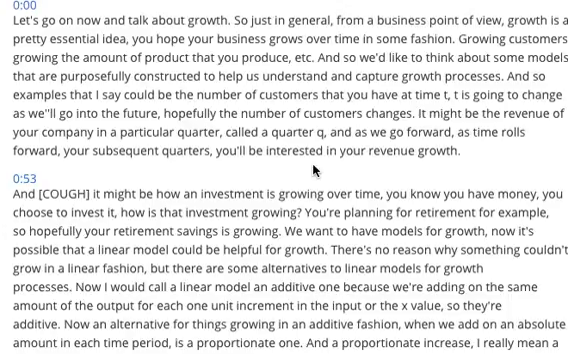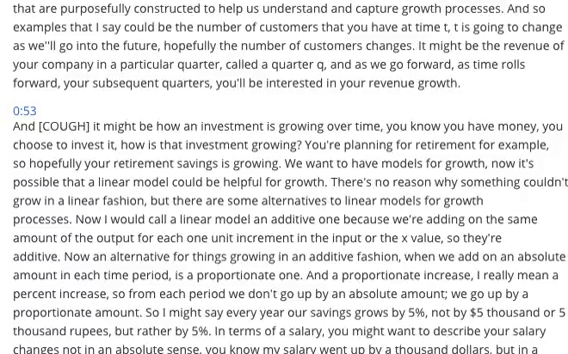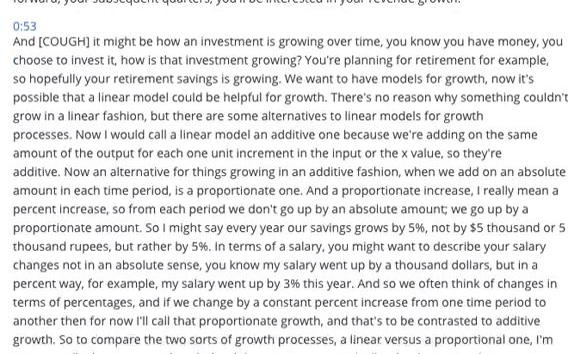You would like to think about some models that are purposely constructed to help us understand and capture growth processes. An example could be the number of customers that you have at time t. T is going to change as we go into the future. Hopefully, the number of customers changes. It might be the revenue of your company in a particular quarter, call a quarter Q. And as time goes forward, in your subsequent quarters, you'll be interested in your revenue growth.